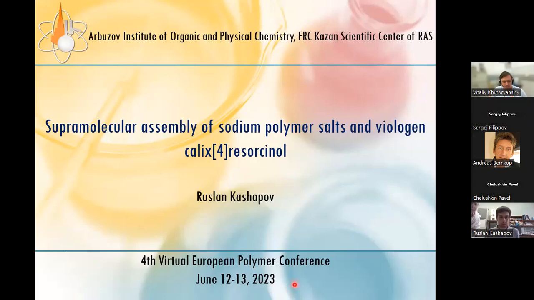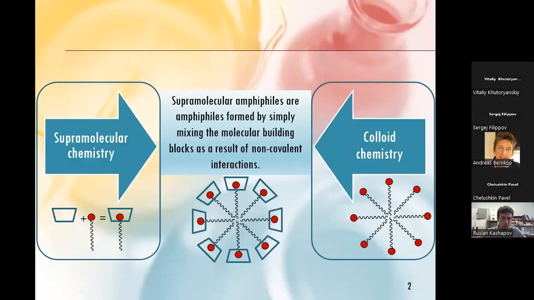I would like to present here the report on the supramolecular self-assembly of ionic polymers with such interesting macrocyclic molecules as calix[4]resorcinols. The creation of supramolecular amphiphiles is a relatively recent but rapidly developing area of supramolecular chemistry and colloid chemistry.